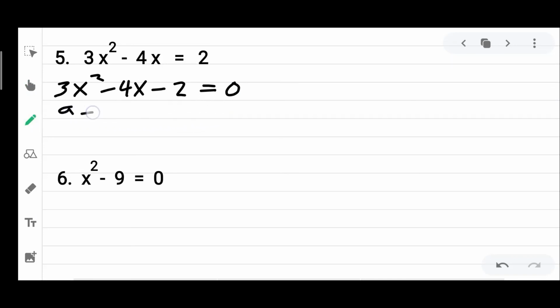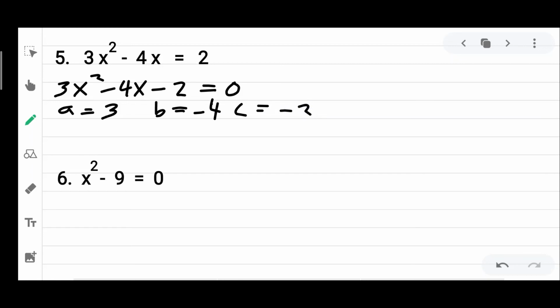Pwede na natin kunin yung value ng a, b, at saka c. So yung value ng a is the numerical coefficient of x squared, which is 3. Yung b natin is the linear term, yung numerical coefficient ng linear term, which is negative 4. Yung c natin, yung number lang, o yung constant term, which is negative 2.